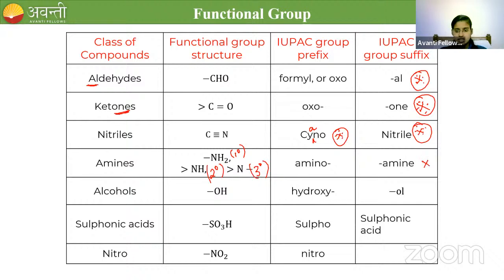Suffix is important. For alcohol, the formula is OH. Prefix is hydroxy, very important. Suffix is OL. So alcohol ends with OL, right? So suffix is OL. And for sulfonic acid, the formula is SO3H. Prefix is sulfo, suffix is sulfonic acid. For nitro, prefix is nitro and there is no suffix for nitro group.